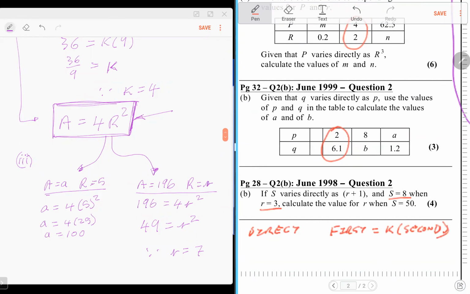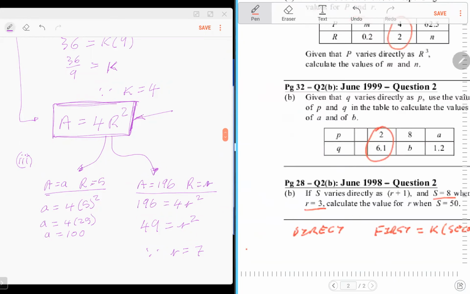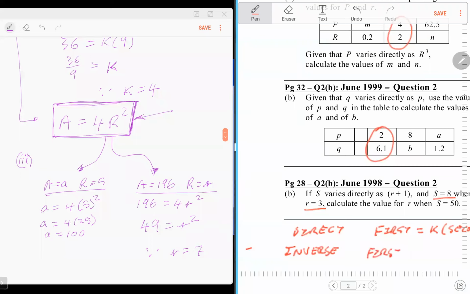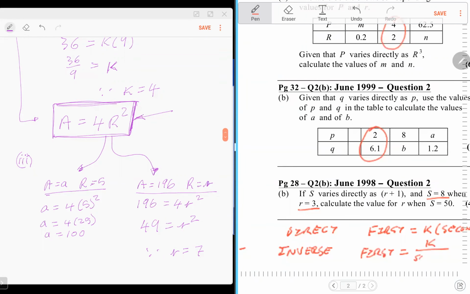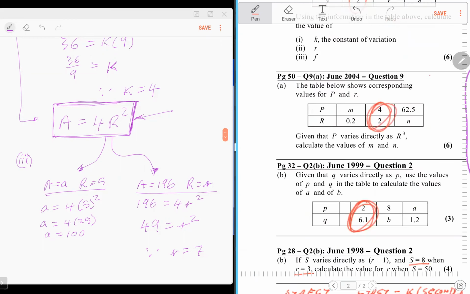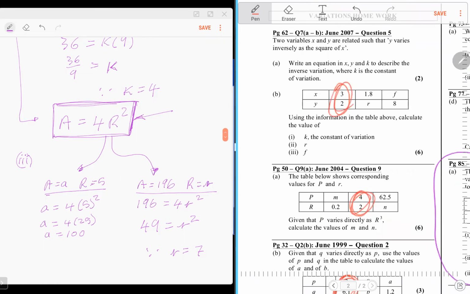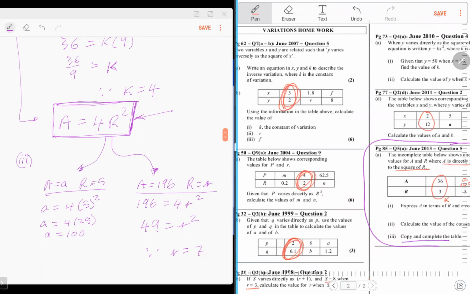Simple as that. If it's an inverse variation, then the first thing equals k divided by the second thing. And then you use the known pair to find the k. Find the k first. See there?